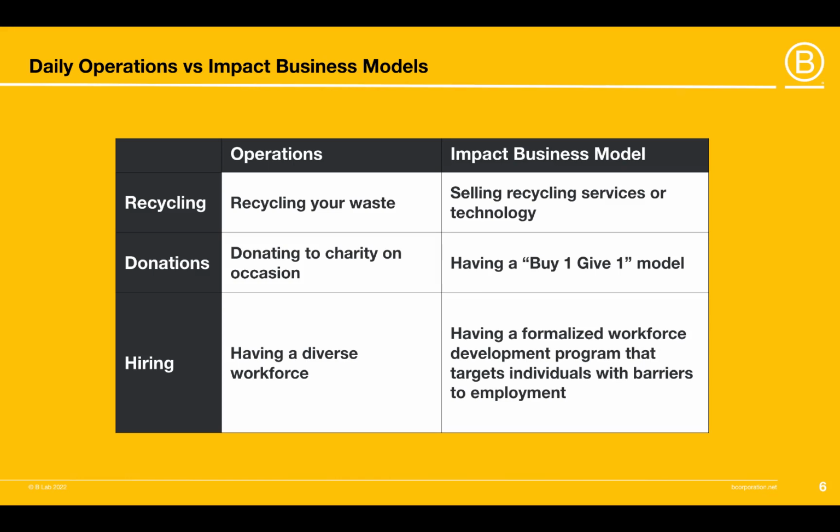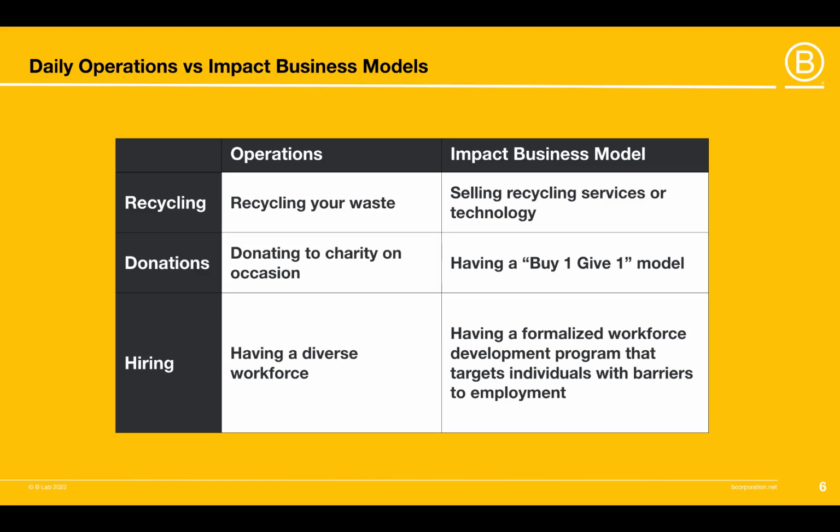This last example here is focused on hiring. Let's say your company has great hiring practices and procedures and has a diverse workforce. While this is great, it does not cross the threshold for an IBM, as the company's structure and business model were not designed specifically to generate that outcome.